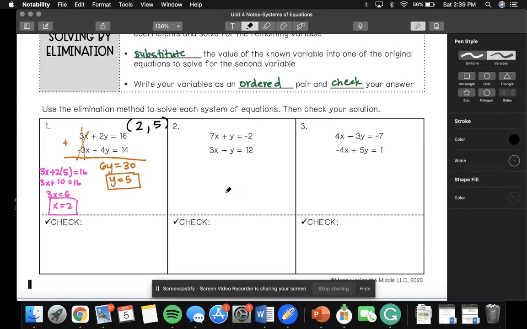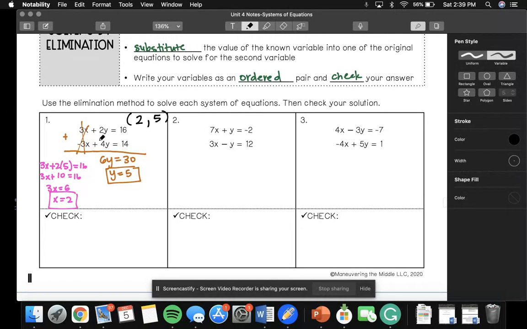Then I would just check my work to make sure that it makes sense. So the first one, we have 3 x's, so we have 3 2's plus 2 y's, 2 5's, and that should equal 16. 3 2's make 6, 2 5's make 10, and 6 and 10 make 16.